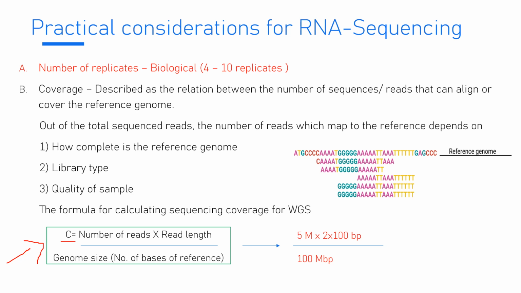For example, if you have sequenced 5 million reads and it's a paired-end sample of 100 base pairs, and a genome size of 100 megabase pairs, we would get around 10x at the genome level. So this is just additional information for whole genome sequencing.